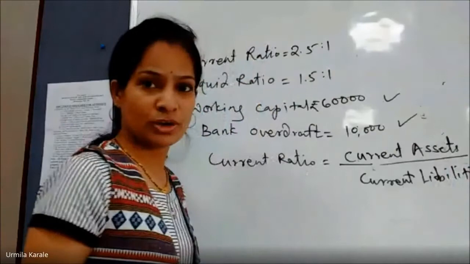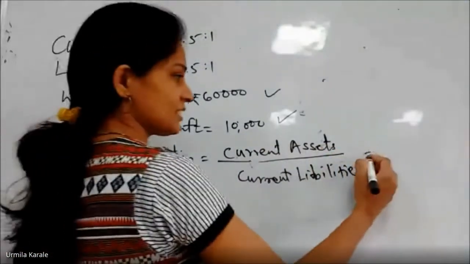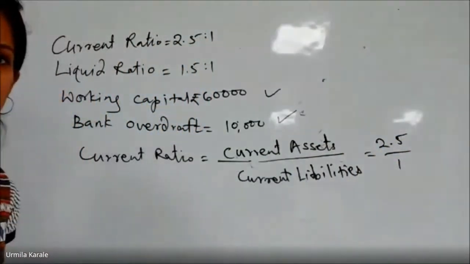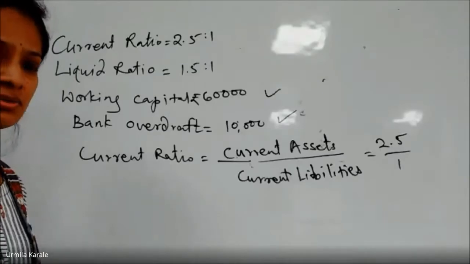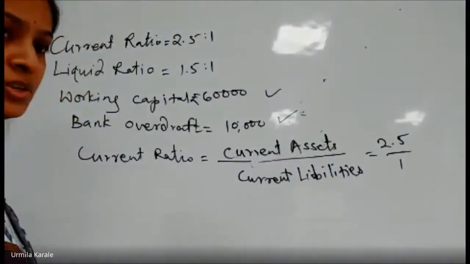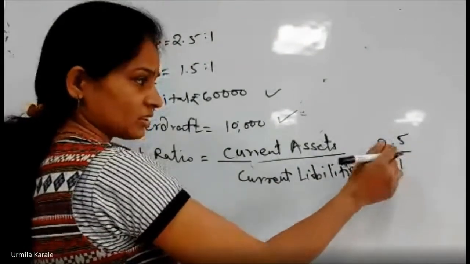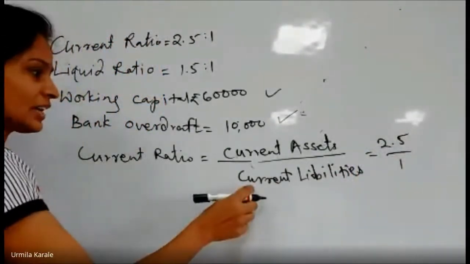Now this is 2.5:1, means current assets are 2.5 times more than your current liability. Okay, this is an equation. Now you will see all other details. You will come to know your current assets are 2.5 times more than current liability.